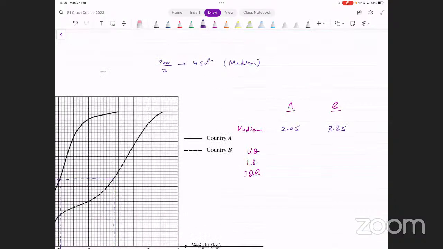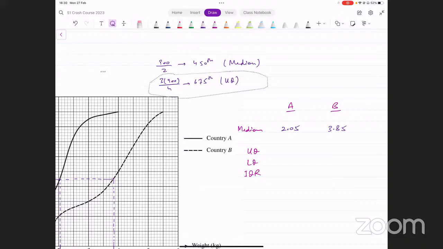For the upper quartile, you do 3n over 4, so that's 3 into 900 over 4. That's going to give us 625, I think. No, not 625. It's going to be 675. The 675th value, that's going to be your upper quartile.